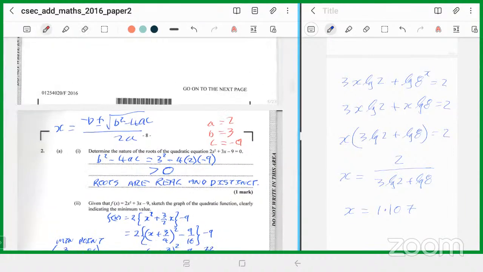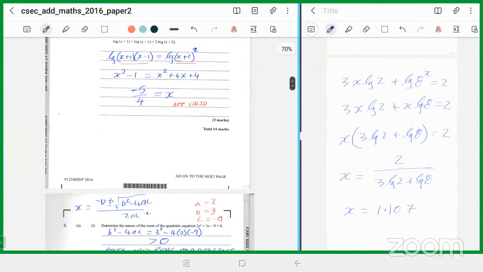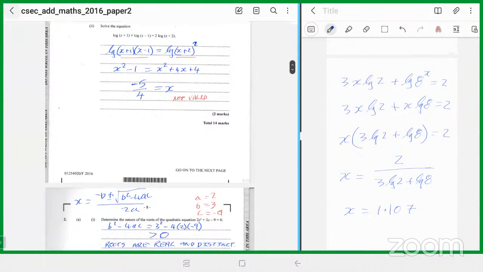So I think that finishes 2016. Let's go down to 2015 now. I think we're going to have to start writing on the next side.